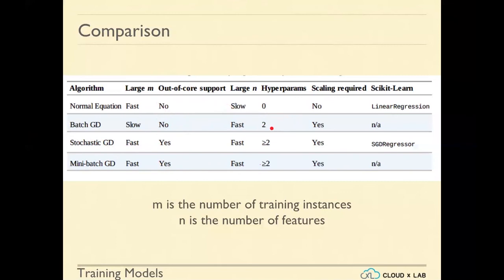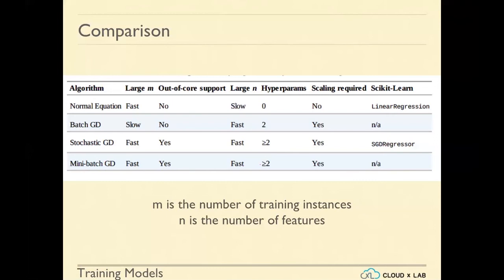Now, if the number of features is increasing, the normal equation is slow while the others are fast. The hyperparameter in the case of the normal equation is nothing, because it's a very definitive way of calculating. While in the case of batch gradient descent, the number of hyperparameters is 2. In the case of stochastic and mini batch, the number of hyperparameters is more than 2. That includes the learning rate, the learning schedule, and so on.